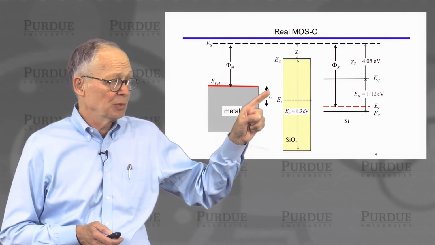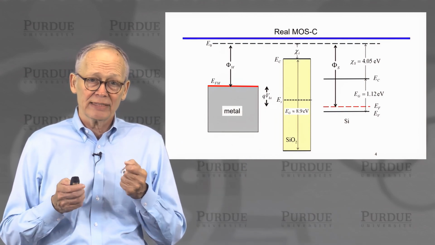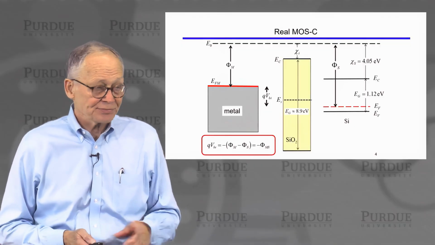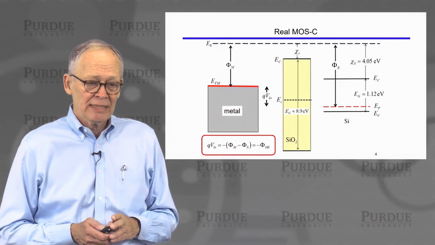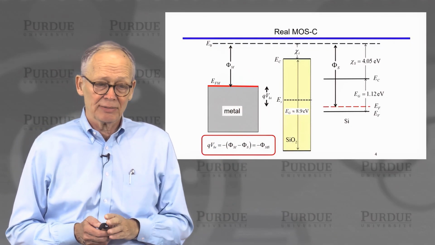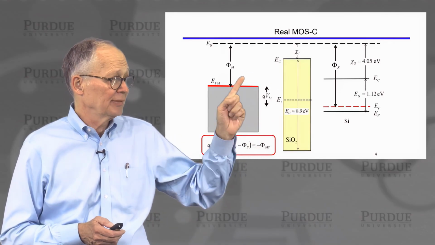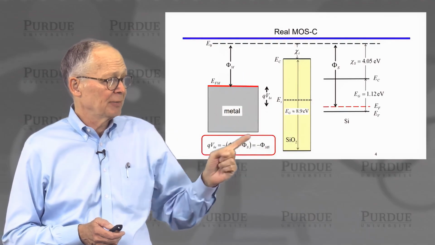That positive potential we would refer to as a built-in potential that will be there in equilibrium. It's needed in order to align the Fermi levels. That positive potential, Q times the built-in potential, is equal to the difference between the positions of those two Fermi levels. And the difference between those two Fermi levels is the work function of the metal minus the work function of the semiconductor.